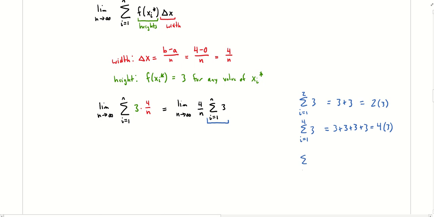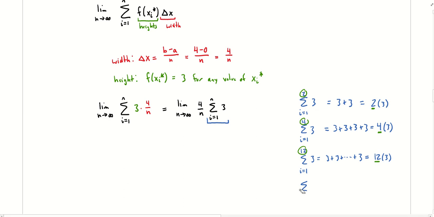If I'm summing from i equals 1 to 12, 3's, that's going to be 3 plus 3 plus all the way up to 12 3's, which is 12 times 3. And notice that these are all matching this product here. It's the upper sum value times the thing we're summing, 3.